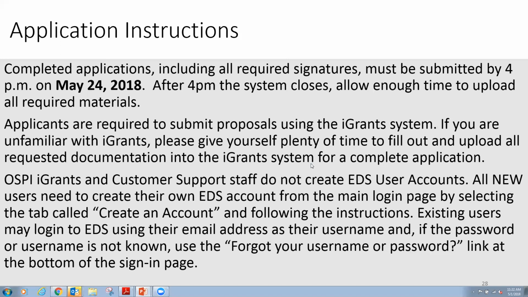Next question. For budgeting purposes, what will the YPQI box set cost be? It's in the RFP, and we're basically asking you to think about $1,200 per site.